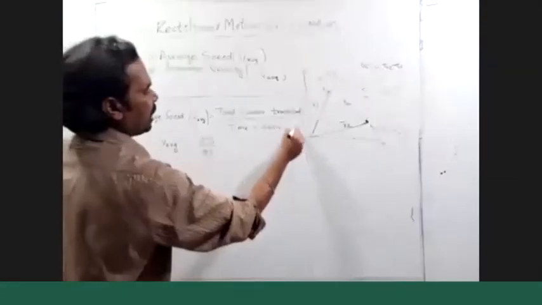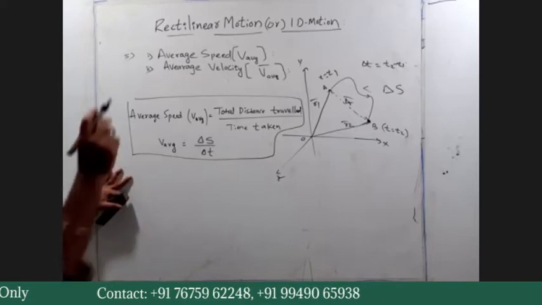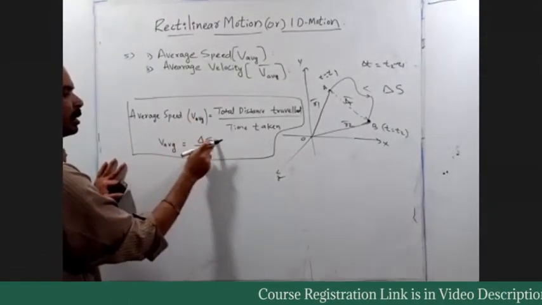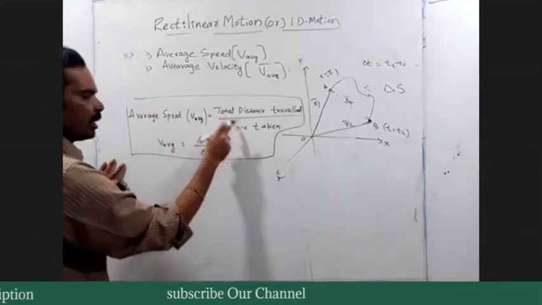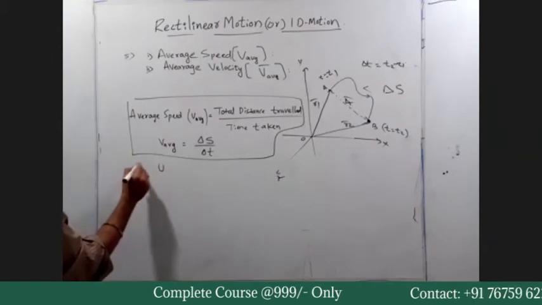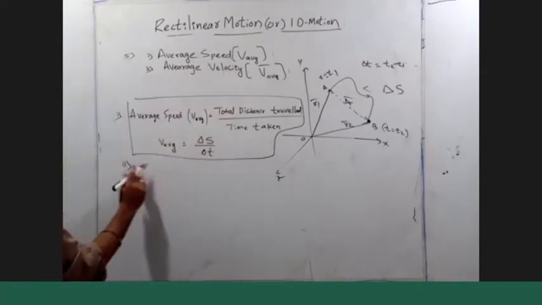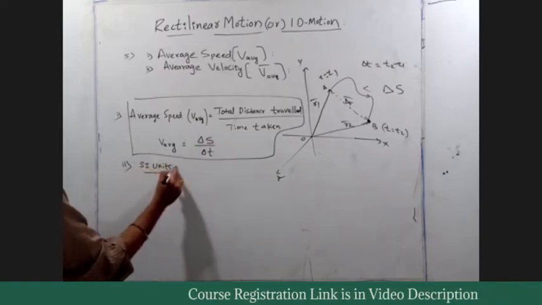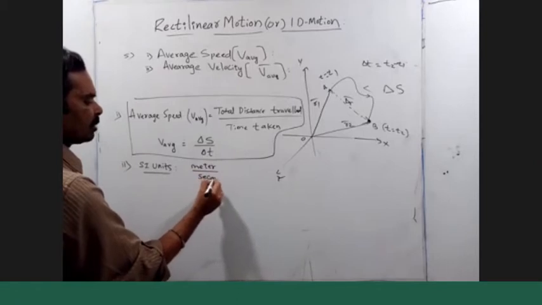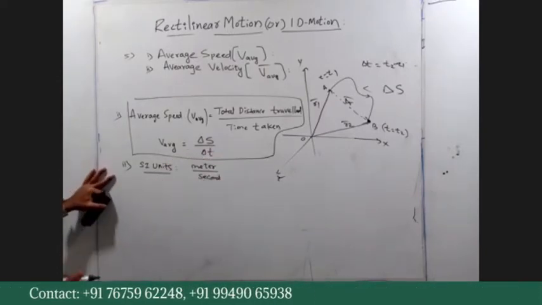This is the definition of average speed of a moving particle in rectilinear motion, or one dimensional motion. What are the units of average speed? Distance traveled by time taken. The SI unit of distance is meter, and time taken is in seconds. So the first point is the definition of average speed in the given time interval, and the second is the SI units. The SI unit of average speed is meter per second, because delta S is the distance in meters and the time interval is in seconds. Okay, this is average speed.